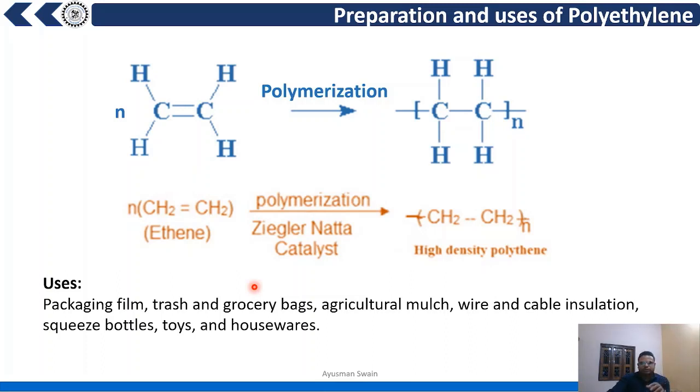So what are the uses of polyethylene? You know already the reaction, this is ethylene molecule to polyethylene, and in presence of Ziegler-Natta catalyst you get the high density polyethylene. What are the uses? Packaging film, trash and grocery bags, agricultural molds, wire, cable insulation, squeeze bottles, toys, all these household materials are also made up of polyethylene.